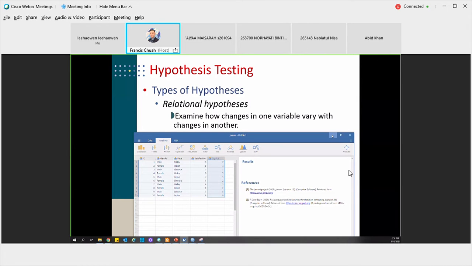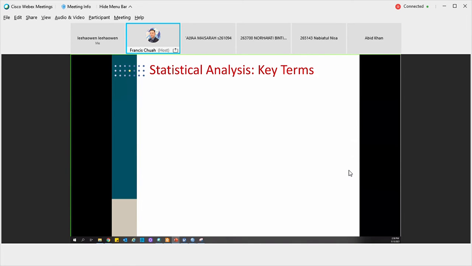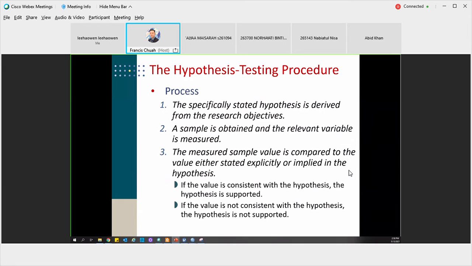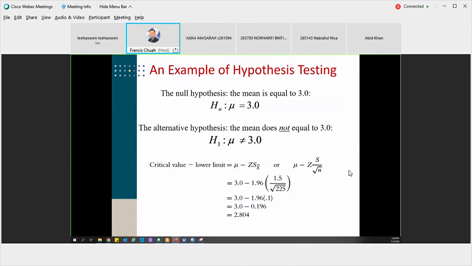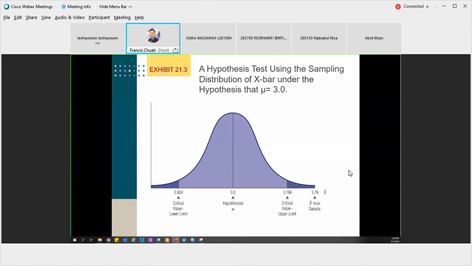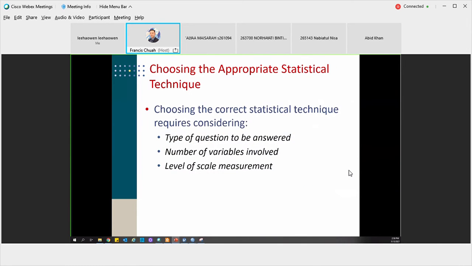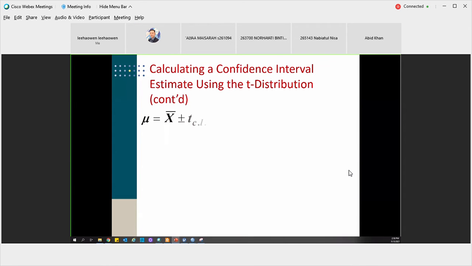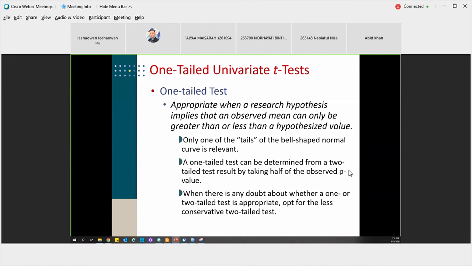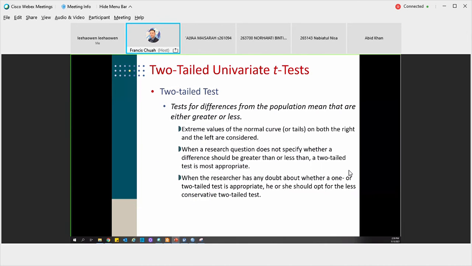So these are the three types of analysis that you can do. I also shared with you the process of testing the hypothesis. Now, today, what I would prefer to discuss with you is some statistical values, especially what a one-tail univariate data analysis is and a two-tail univariate data analysis.